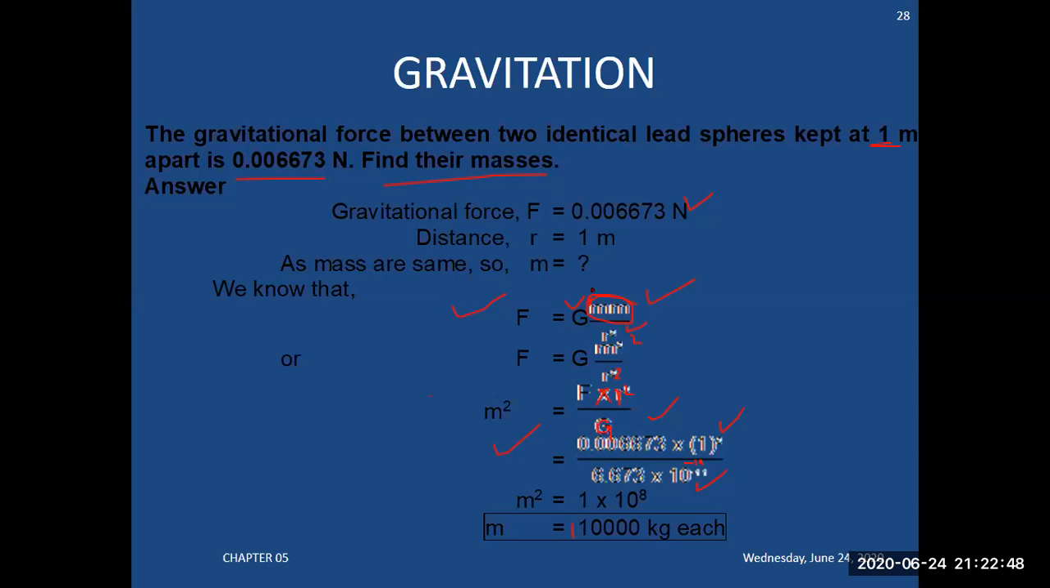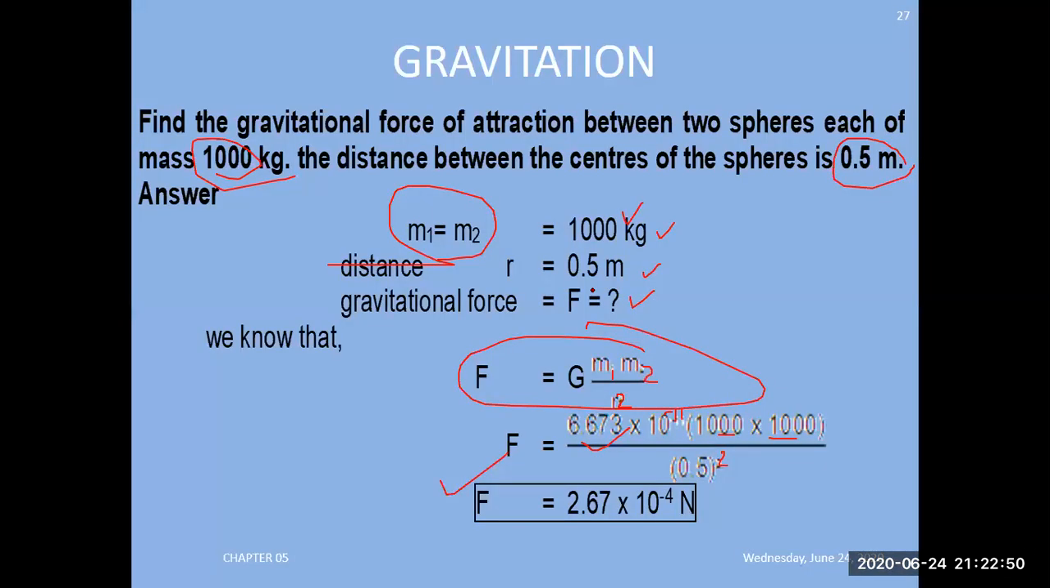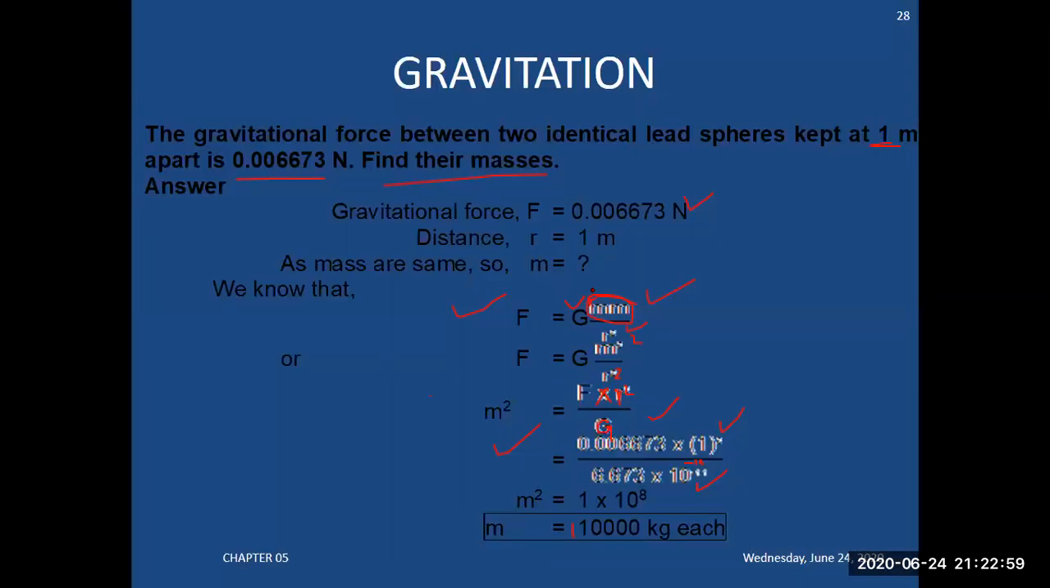With this, we have learned two problems today. First, how to calculate the gravitational force between two masses if the masses are given. And the other one is, if the force and the distance between the two masses are given, then you can calculate the mass. You will use this technique to calculate the mass. With this, our class today ends.